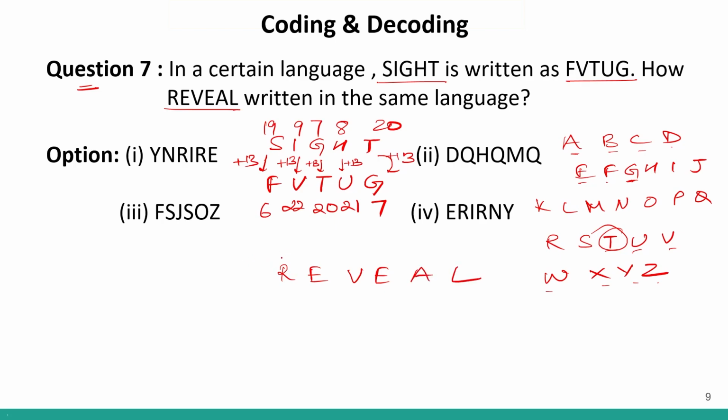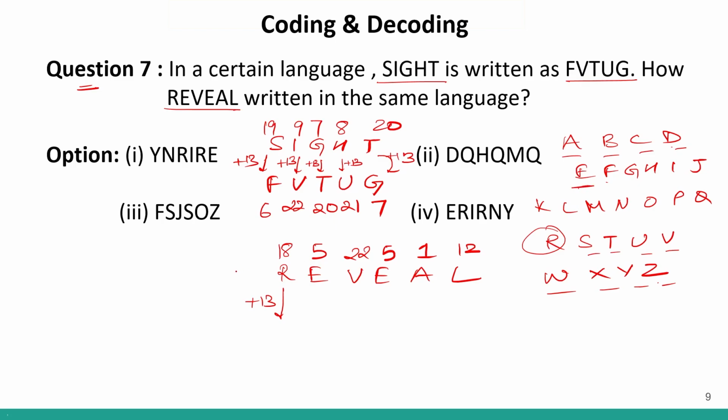So R is how much? R is 18. This is 5. This is 22. This is 5. This is 1. And this is 12. So if I add 13, what will I get from R? Let us check from R. If I add 13, I am getting 1, 2, 3, 4, 5, 6, 7, 8, 9, 10, 11, 12, 13. I will get 5, which is E.